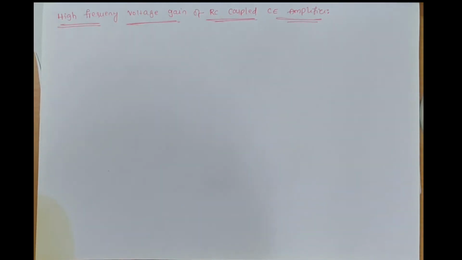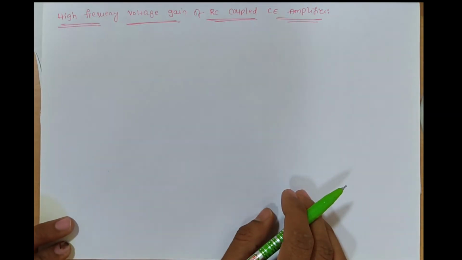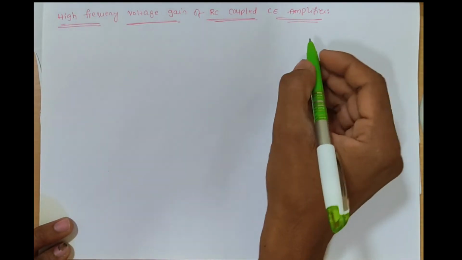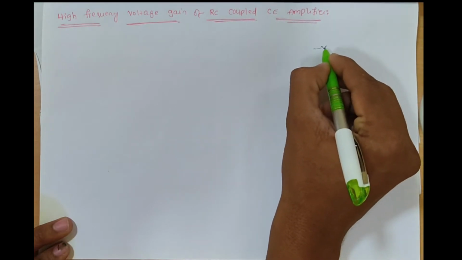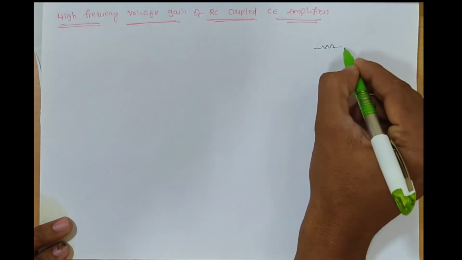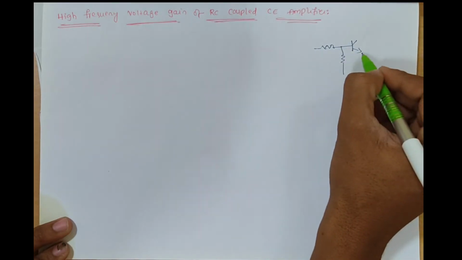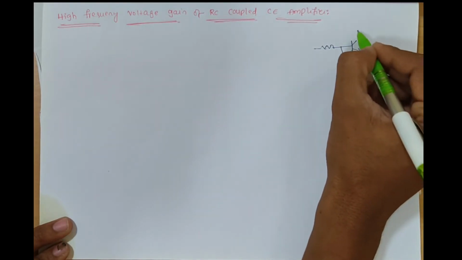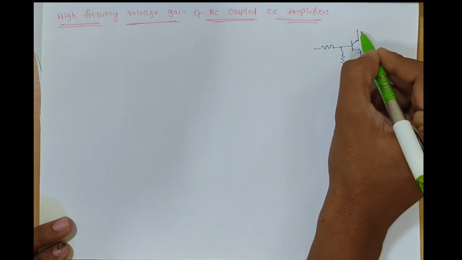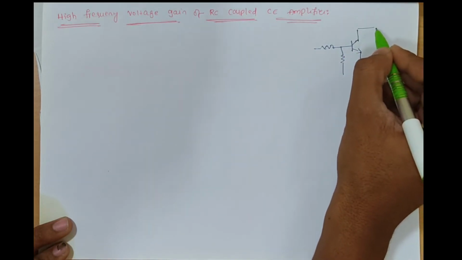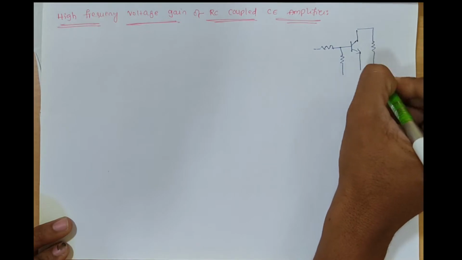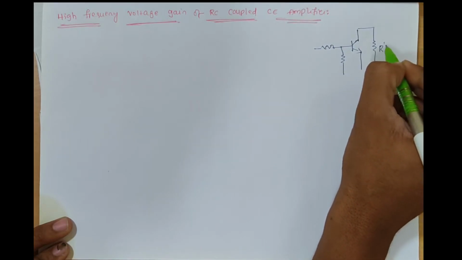Students, today we will calculate the high frequency voltage gain of the RC coupled CE amplifier. First we will draw the RC coupled CE amplifier with the voltage divider. I am writing here RB, and RC and RL are parallel to each other, so I am writing it as R dash L.